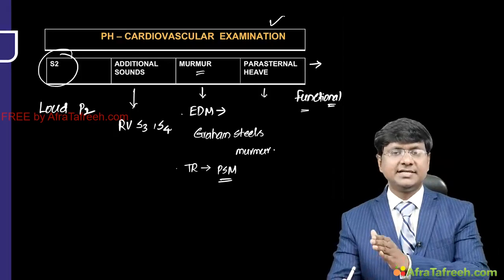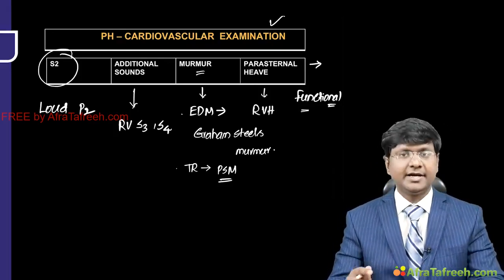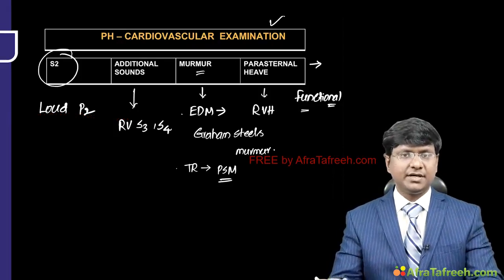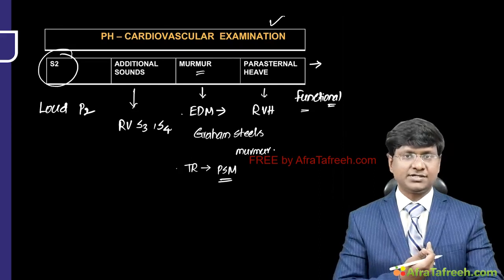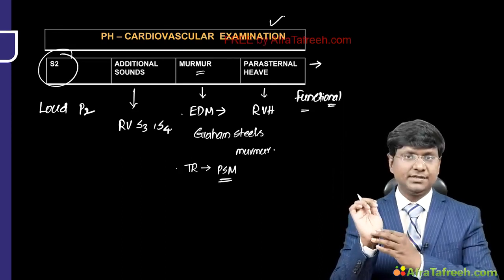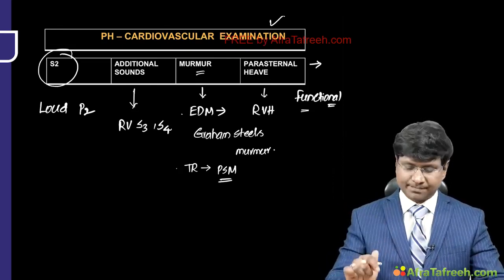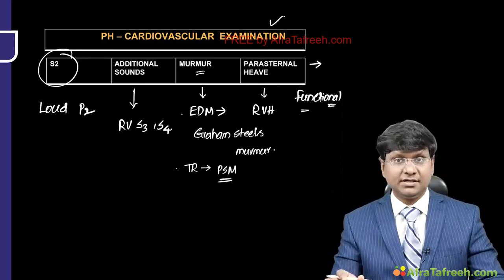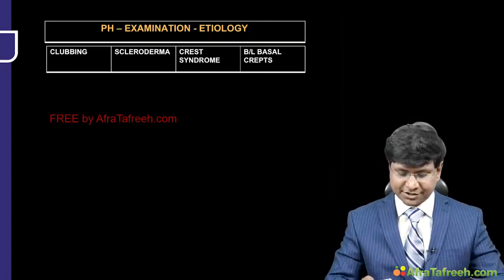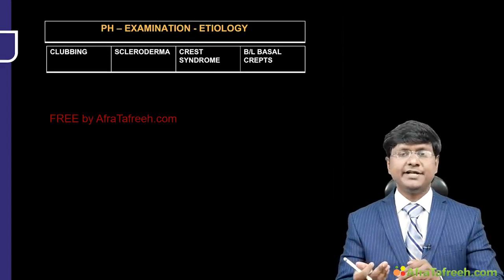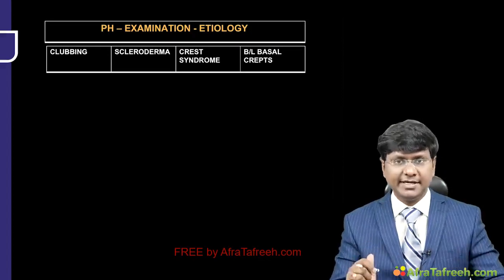So the reason for the development of the parasternal heave is the right ventricular hypertrophy. Because of right ventricular hypertrophy, you can see the parasternal heave in the left parasternal area, right? You need to place the base of the hand over the left parasternal area and you can feel that uplift. That is what is called the parasternal heave. So these are the examination findings in patients with pulmonary hypertension. And additional examination findings will be there depending upon the underlying etiology.